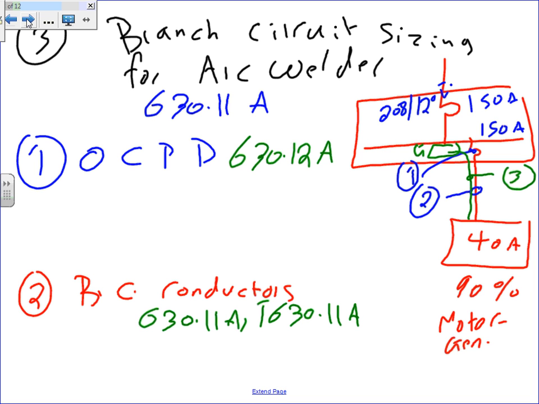Okay, so we're gonna do some assumptions. We're gonna assume that we have terminals. Let's assume one thing: the terminals are rated for 75. So we're gonna do a 75 terminal. Otherwise, we're gonna go to 60. We're gonna assume everything. Most likely, if they're welders, three-phase guys, they're 75 rated terminals. Okay. So let's go ahead and size the branch circuit for this baby.